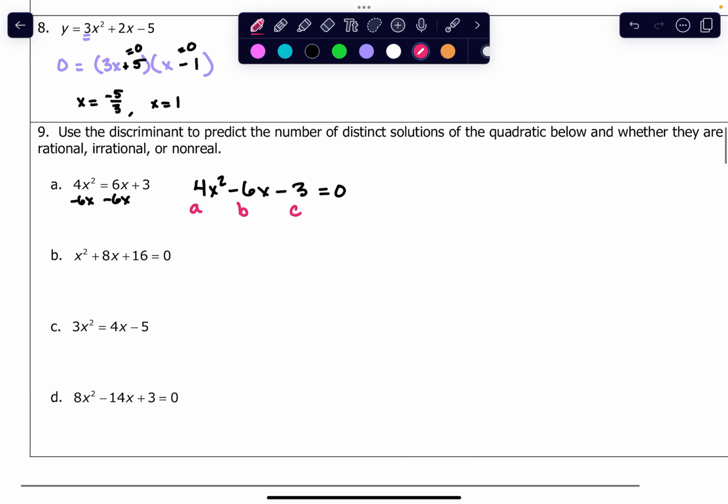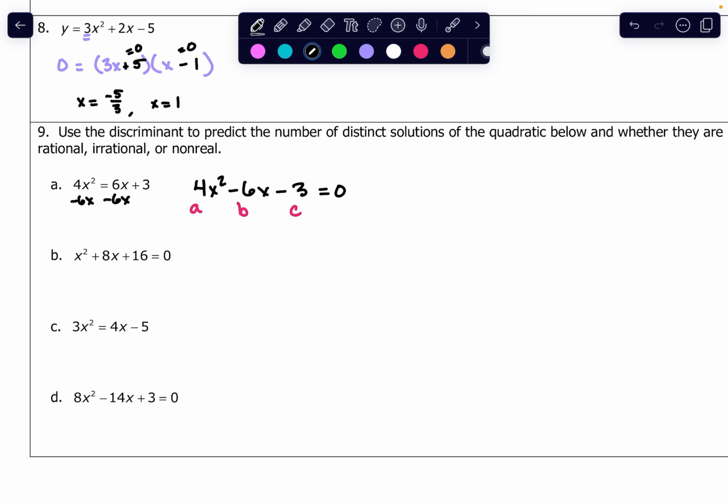So substituting that into the discriminant, or the part under the square root for the quadratic formula, I get negative 6 squared minus 4 times 4 times negative 3. Simplifying this ends up being 36 plus 48, which then combines to 84. Okay, awesome. We have two real solutions.